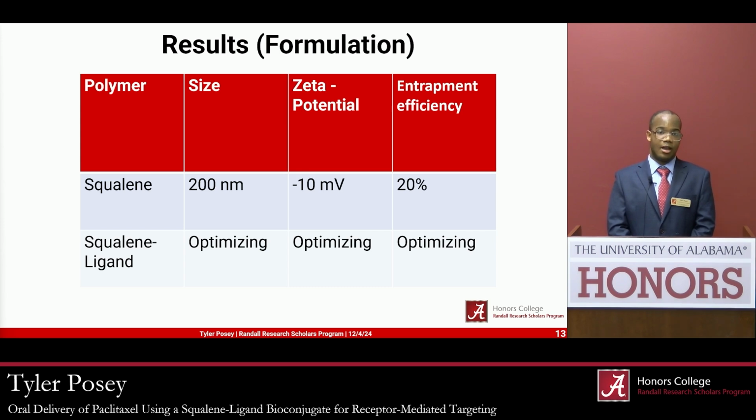Next is the zeta potential. This describes how stable our nanoparticles are. Specifically, the greater the absolute value of the zeta potential, the more stable the nanoparticle is, and the better it will be able to hold its shape. For reference, 10 millivolts, as shown here, is considered to be a relatively high value, so we want this value to be even higher for our squalene-naringenin nanoparticles. Lastly is the entrapment efficiency. This describes how much drug is encapsulated within the nanoparticle. As we can see, for the squalene nanoparticle control, this value is 20%, so we will want it to be much higher for our squalene-naringenin nanoparticle.